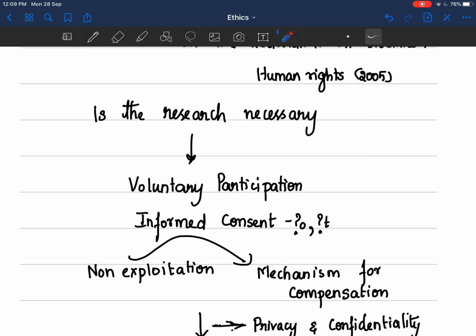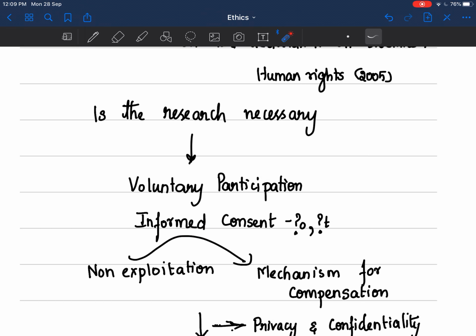You have to try to find something new. It can be a new treatment, it can be a new investigation, it can be anything, but it has to benefit someone at the end of the day and not repeat what has already been done. And suppose the research is necessary, then you are going to recruit people, correct? So the people recruitment should be on a voluntary basis. You don't pull them into research involuntarily, forcefully, and it should always be by informed consent.